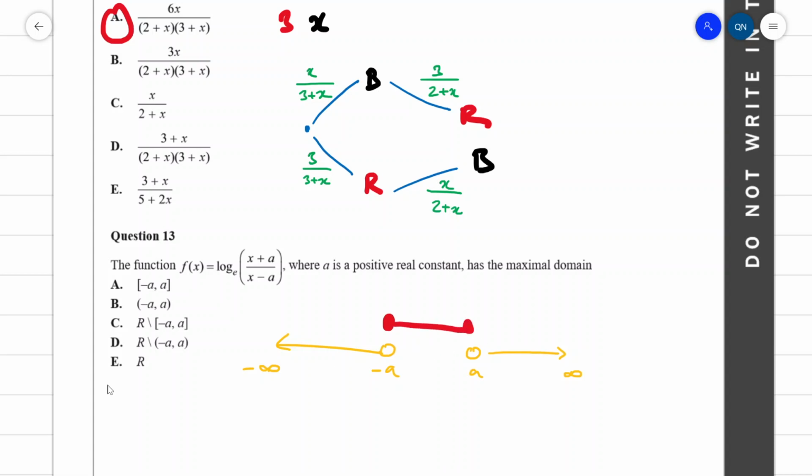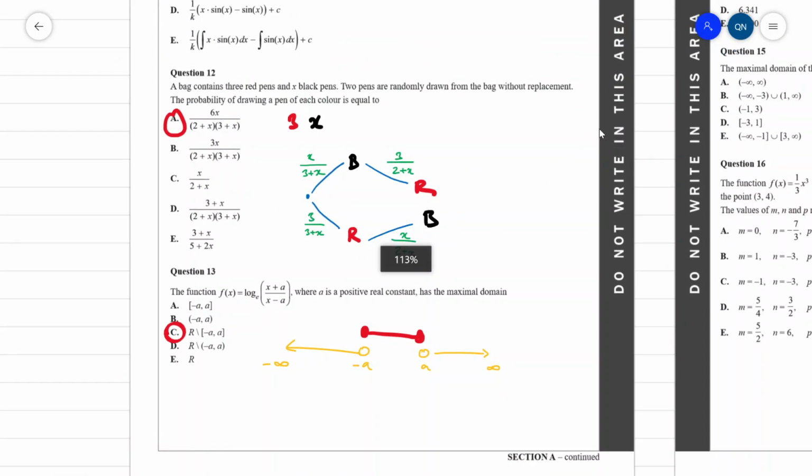So it's going to be option C. It's not going to be D, because if you take out an interval excluding endpoints, then you're still leaving the endpoints negative a and a in the interval that you want. So you want to take them out. It's going to be option C.